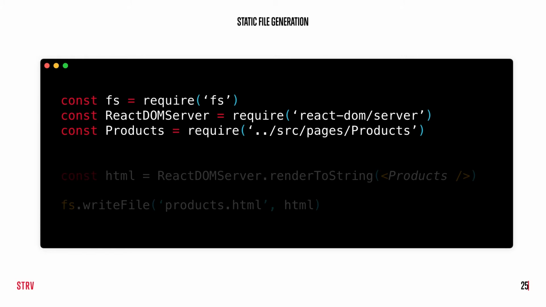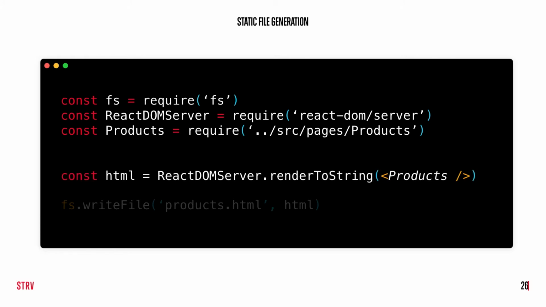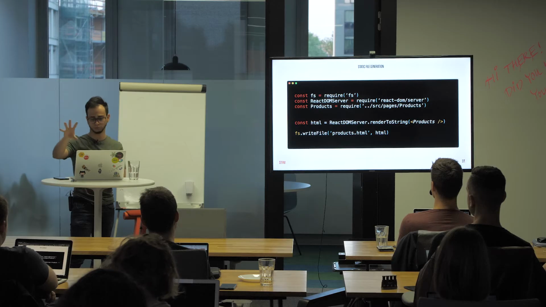Now what we're gonna do is, okay, let's call this React DOM server, render to string, pass the products, and we're gonna save this into a variable, into a constant. And now we're gonna use file system to create products.html and pass this data that we have here. By executing this script, we just created an HTML file that is gonna live inside our folder. So now we have a rendered version of products.html.